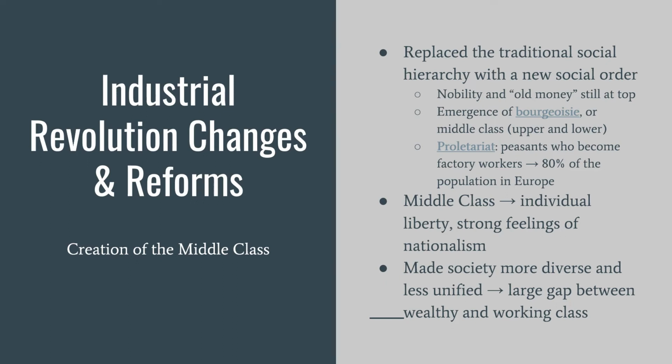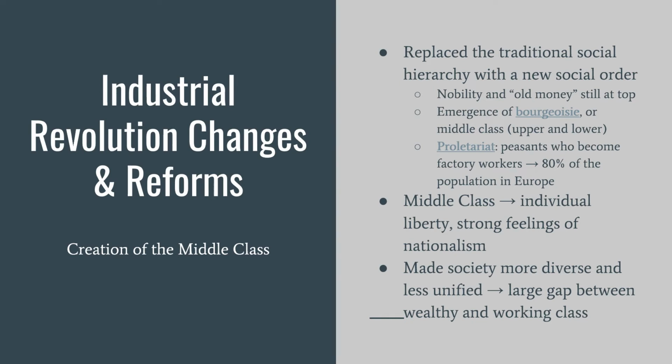And these peasants start to become factory workers as factories begin to grow and spread across Europe. And we're going to see that the proletariat is 80% of the population in Europe. So we still see peasants as the largest social class at the bottom of that social hierarchy. And these people in the middle class are liberals. They believe in liberalism. They have strong feelings of nationalism.